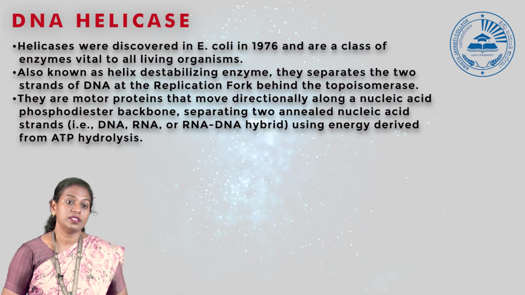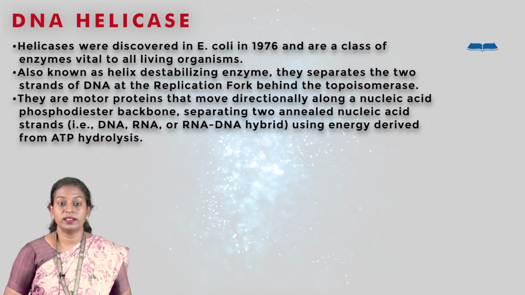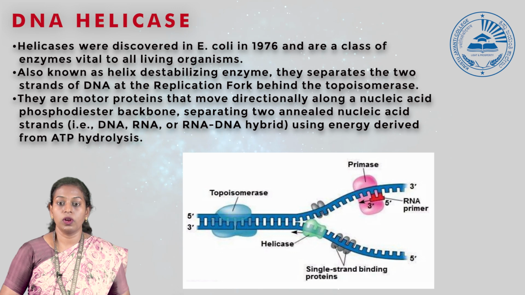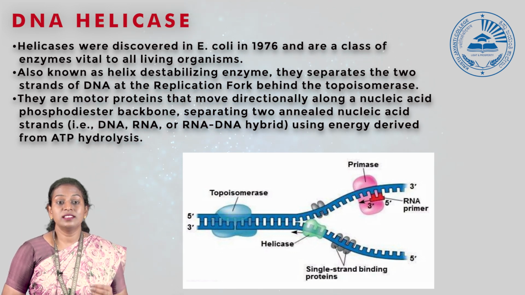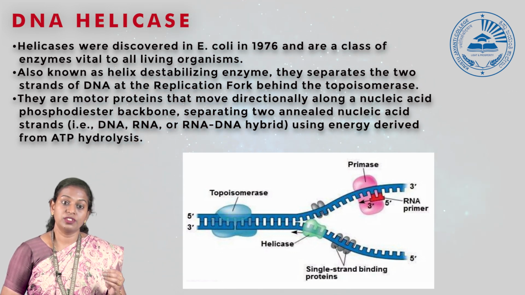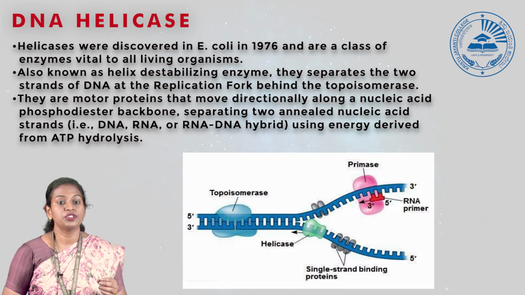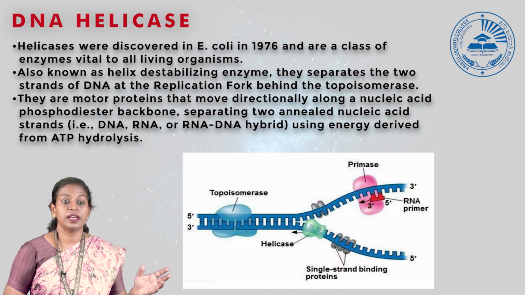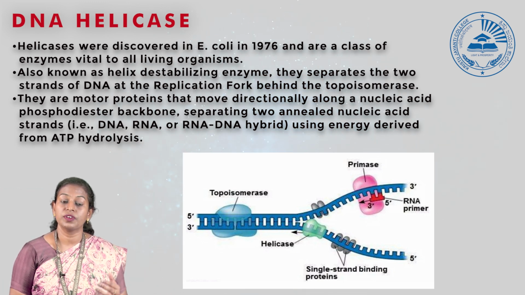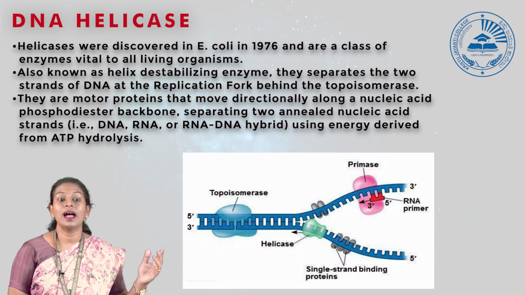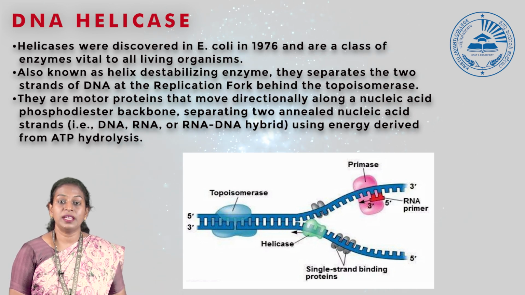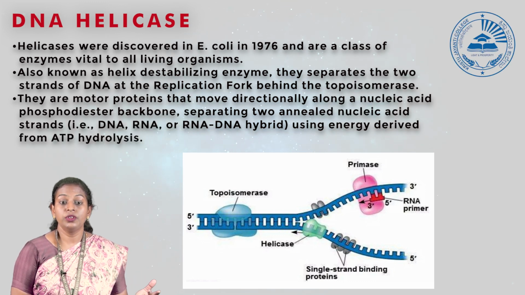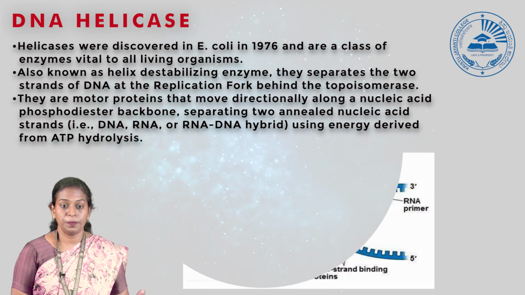To discuss these enzymes in detail, firstly, DNA helicase was discovered in E. coli in the year 1976 and is a class of enzymes vital to all living organisms. The pictorial representation also shows the role of helicase, a destabilizing enzyme that separates the two strands of DNA at the replication fork behind the topoisomerase. They are motor proteins that move directionally along a nucleic acid's phosphodiester backbone, separating two annealed nucleic acid strands. It can be DNA-RNA, DNA-DNA, or RNA-DNA hybrid, using energy from ATP.